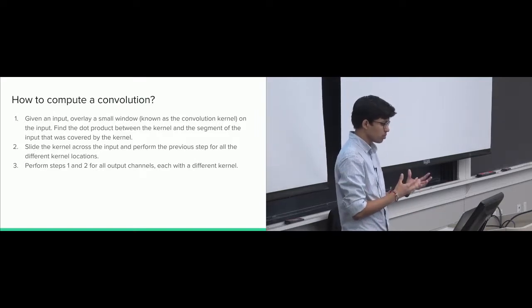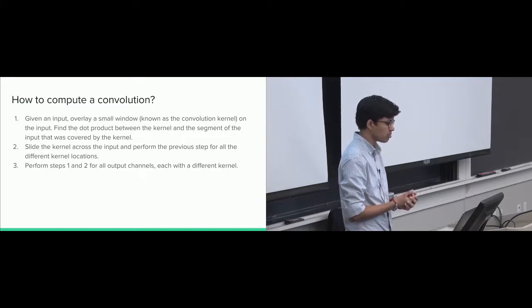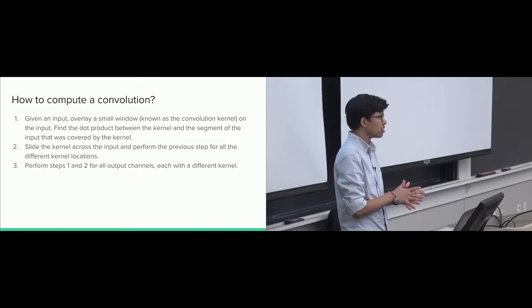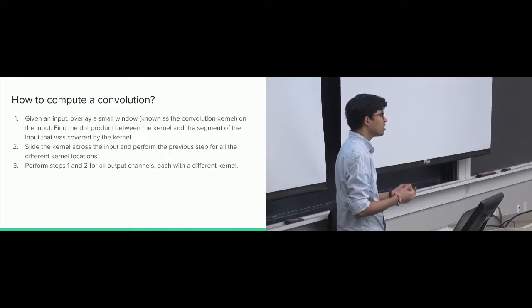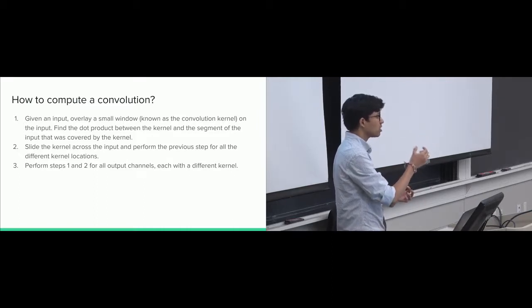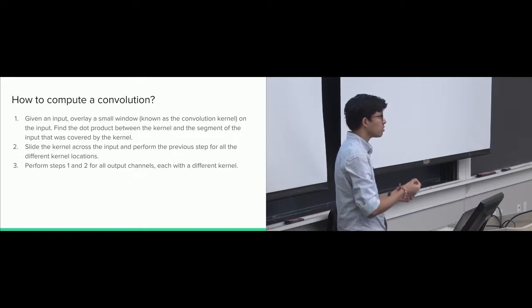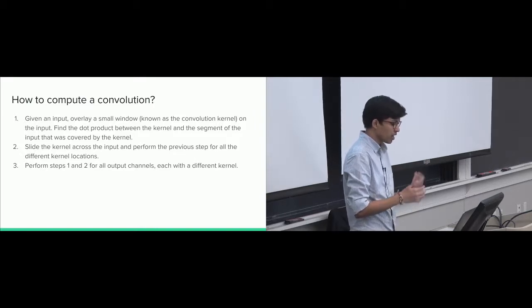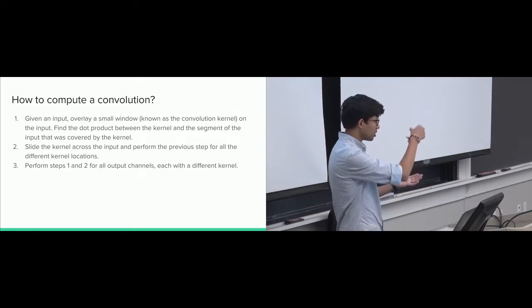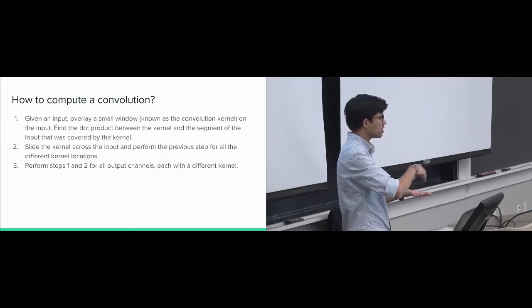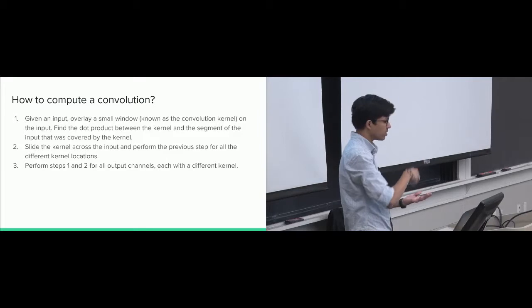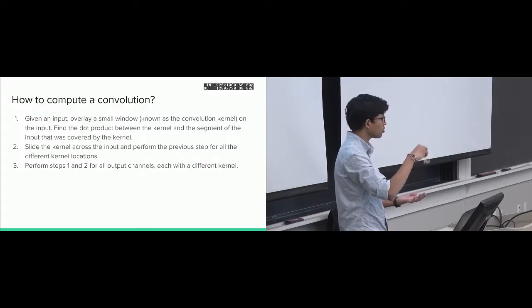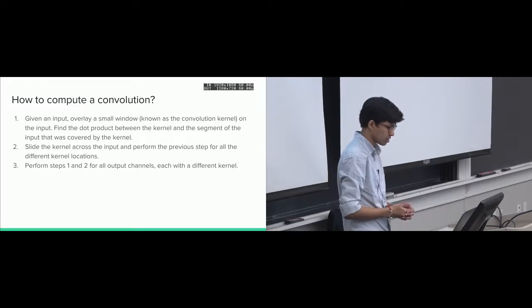So once you have some input, you overlay a small window, also known as a convolutional kernel, on the input. To extract the information, we use dot product. If the window is 3 cross 3, then it is a set of 9 learnable weights. It's like a 3 cross 3 matrix, and each value is a weight which we are trying to learn. So we find the dot product between the kernel and the segment of the input that it is on, and then we slide the kernel, or more precisely, we convolve the kernel over the whole image, doing a dot product over each segment and collecting information.